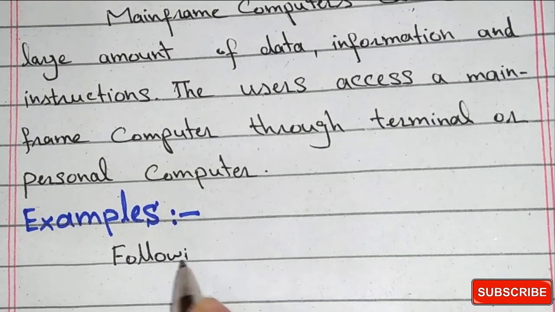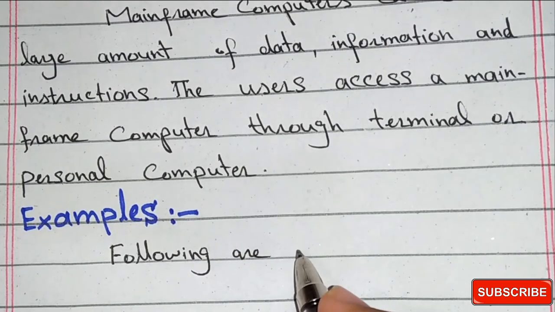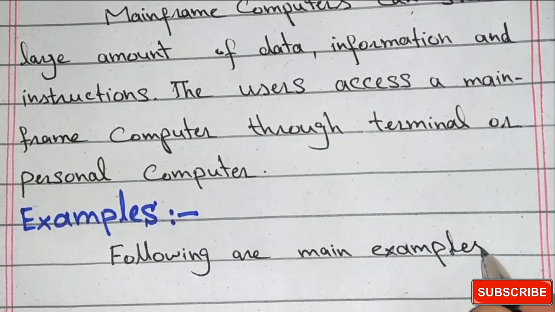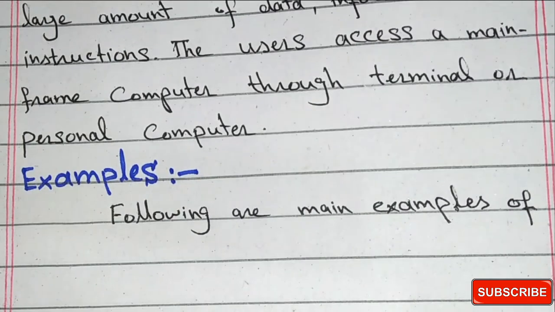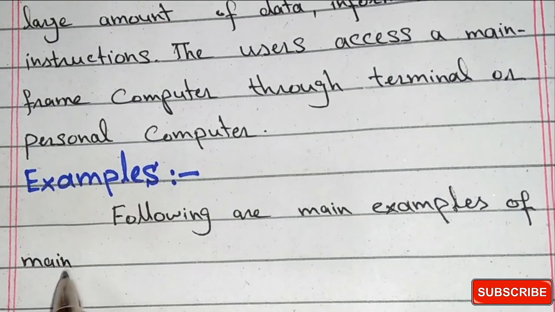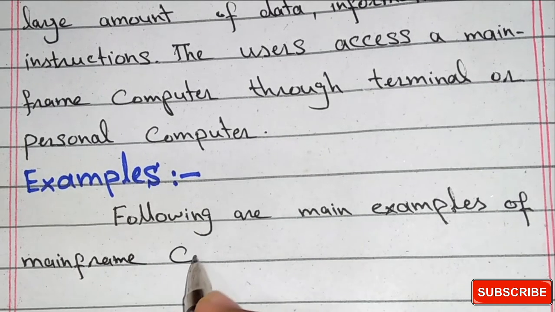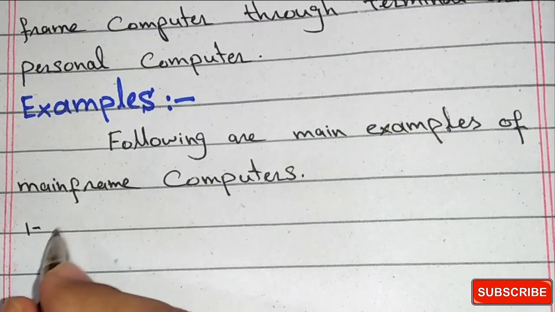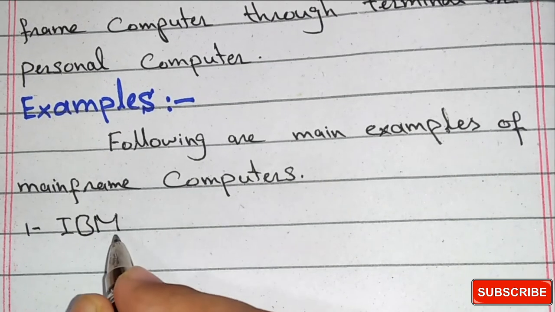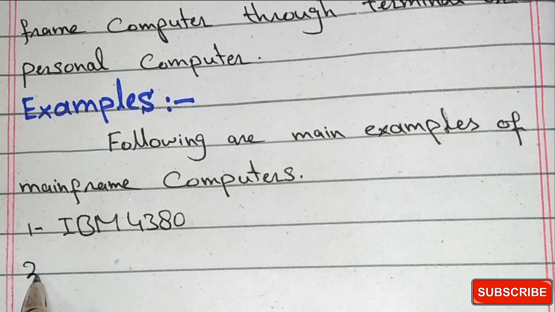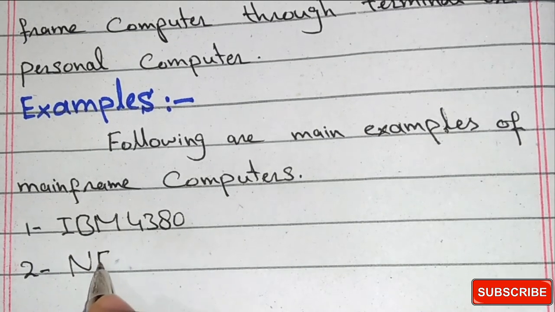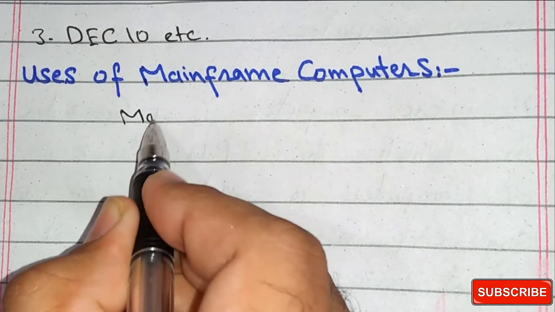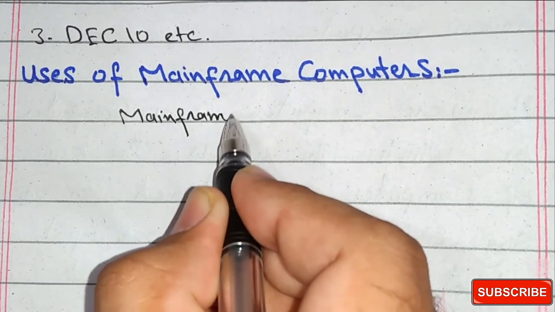Examples. Following are main examples of mainframe computer. Number one is IBM 4381. Number two is NEC 610. Number three is DEC 10.